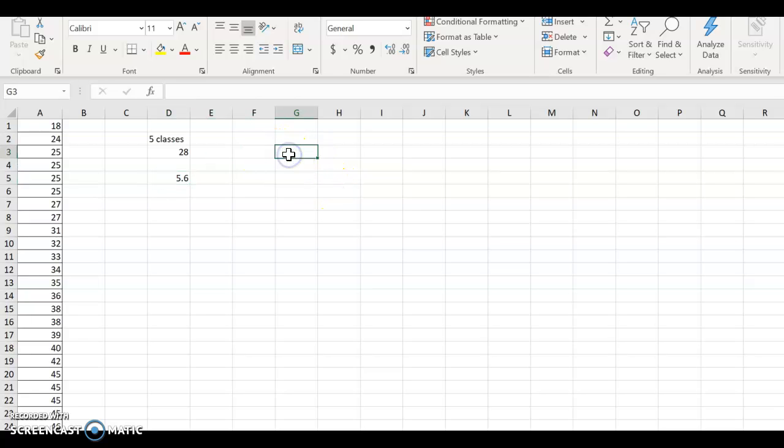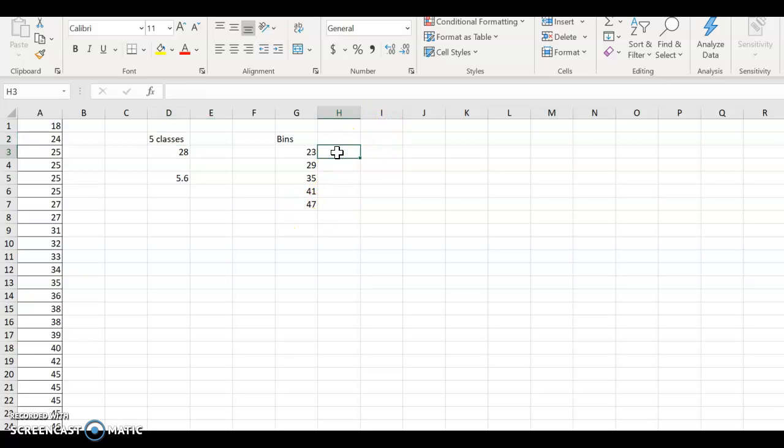So our first class would be 18, starting at 18 to 23. So 23, 29, 35, 41, 47, and 53. Sorry, we're going to stop there because we have 5 classes. 1, 2, 3, 4, 5.